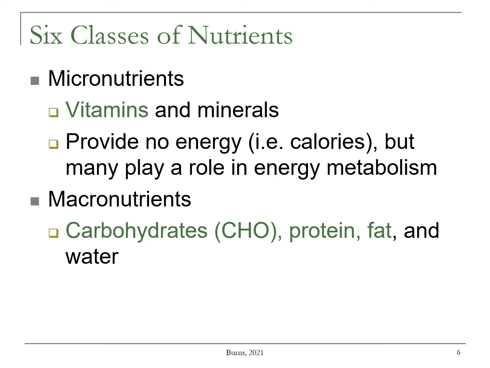When we look at the macronutrients, we have 4 of those: carbohydrates, protein, fat, and water. The carbohydrate, protein, and fat provide energy, whereas the water does not. The vitamins, carbohydrate, protein, and fat all contain carbon, whereas water and the minerals do not contain carbon. So the vitamins, carbohydrates, protein, and fat are referred to as organic compounds because they do contain that carbon element.